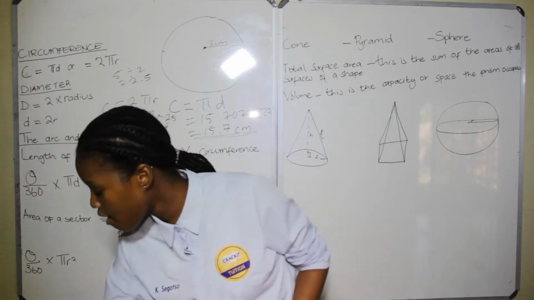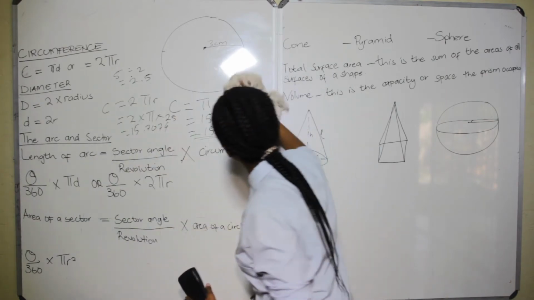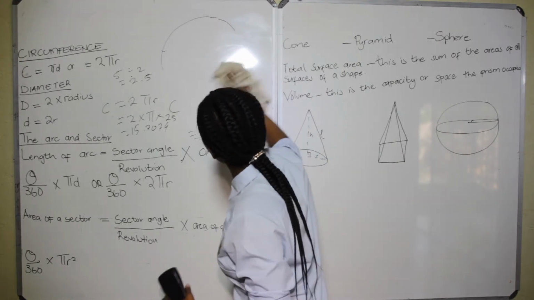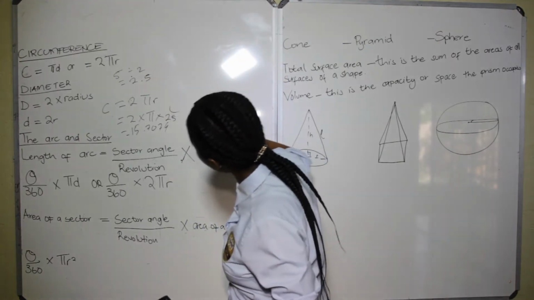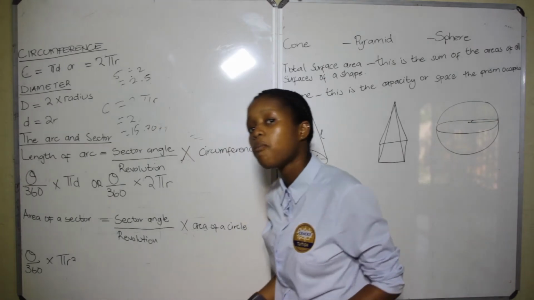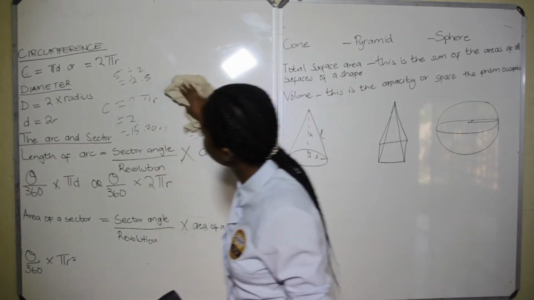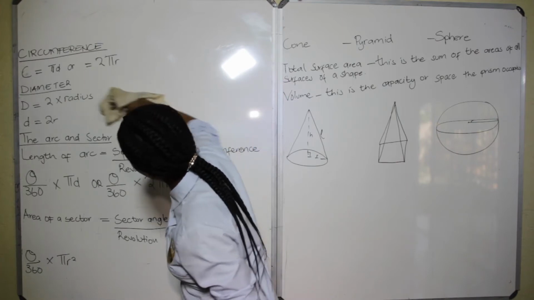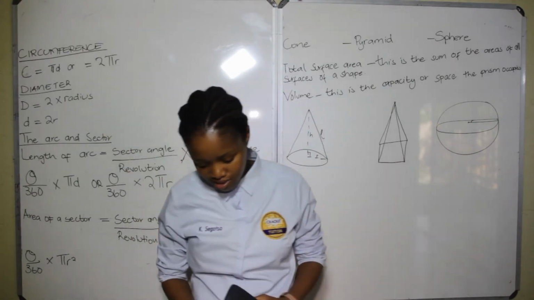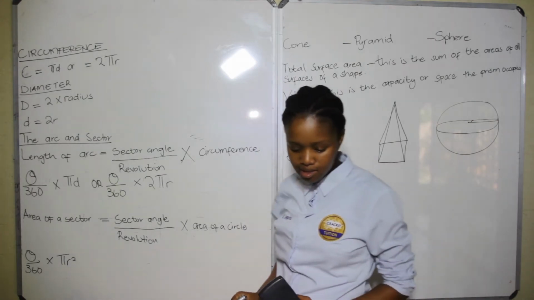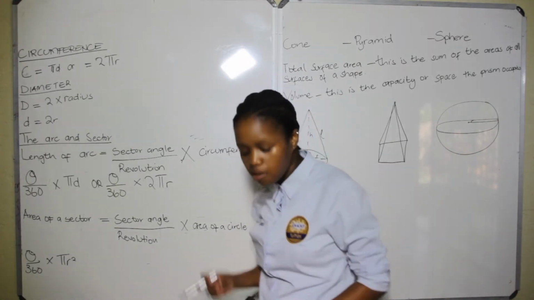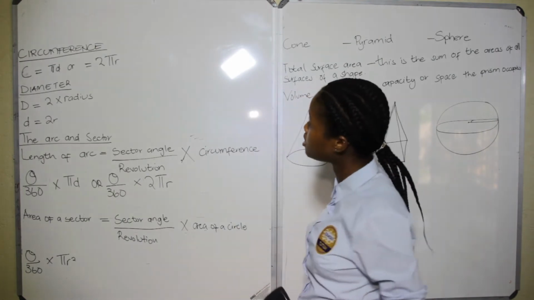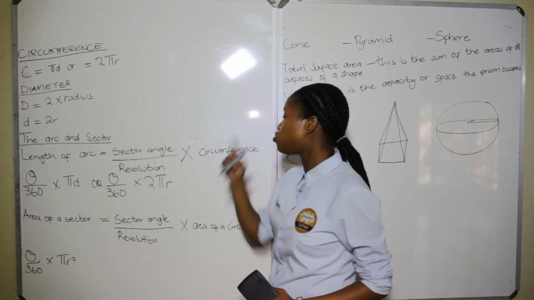And then we have what you call the arc and the sector. Remember what we said an arc is. What did we say an arc is? We said an arc is a portion of a circumference. And what did we say a sector is? We said a sector is a part of a circle that is enclosed by 2 radii.